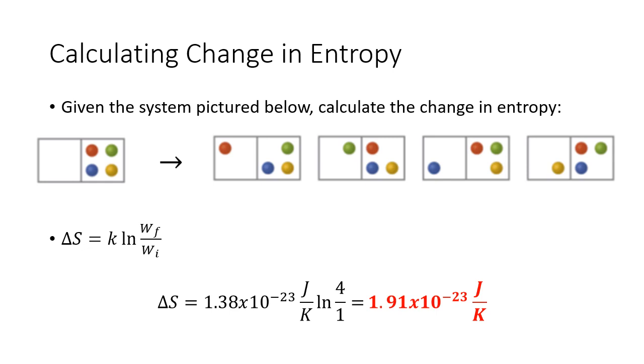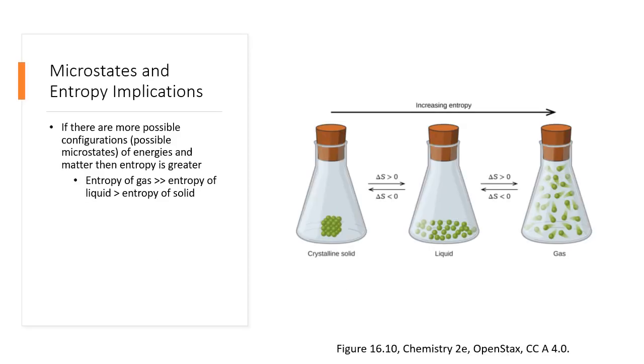So delta S times K is going to end up being a decently large number in most of our normal everyday situations. Okay, so what can this concept of microstates being related to entropy tell us? If there are more possible configurations or possible microstates of energies and matter, then entropy is going to be greater.